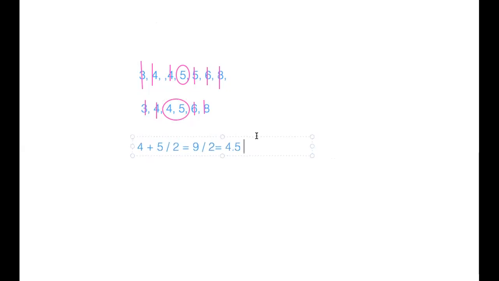Okay, girls? So if in the middle there are 2 numbers, I will add the 2 numbers over 2. And I divide. Okay, girls? Let's go here to the book.